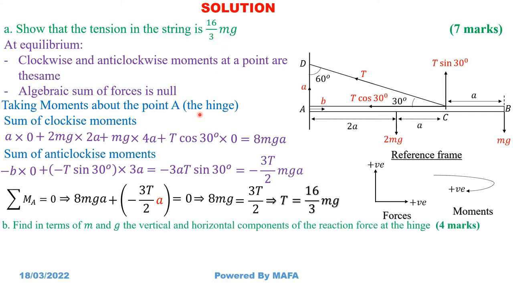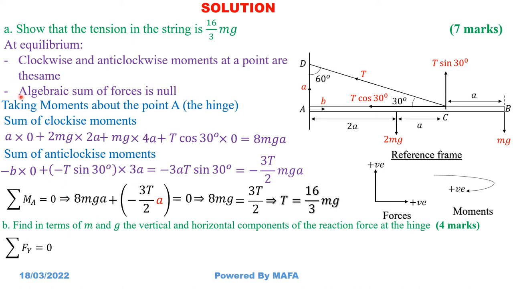Alright, second part: find in terms of M and G the vertical and the horizontal components of the reaction force at the hinge. 4 marks. So the vertical and the horizontal components of the reaction force at the hinge, meaning that we are finding what? The vertical and the horizontal component of the reaction force at the hinge A. So we are finding the force small a and the force small b.